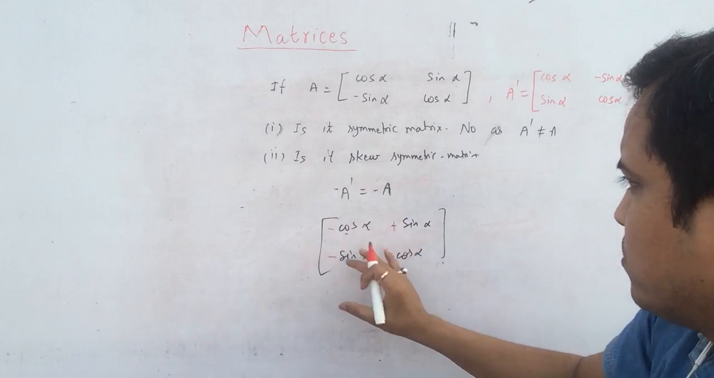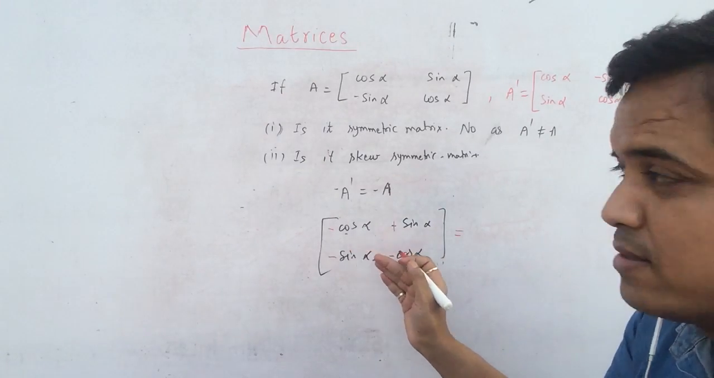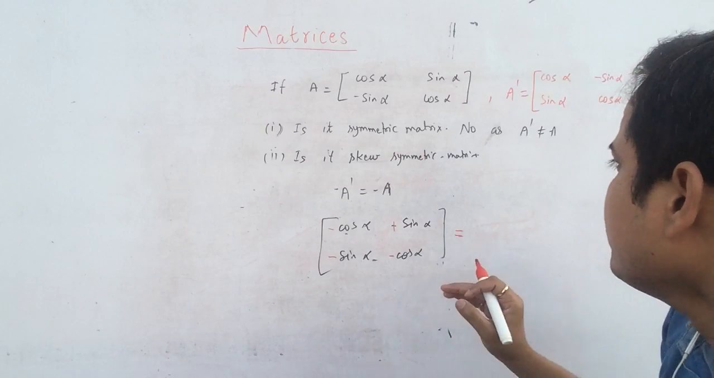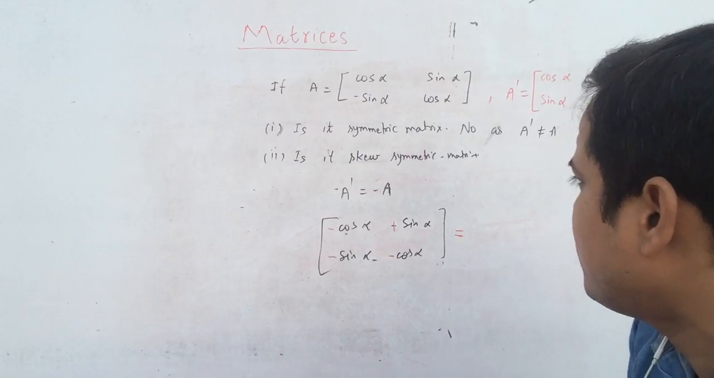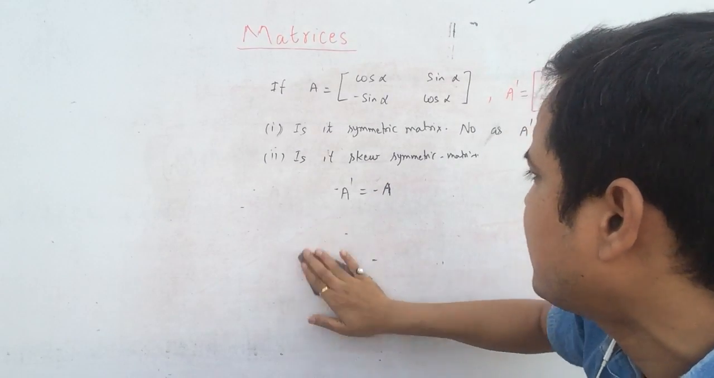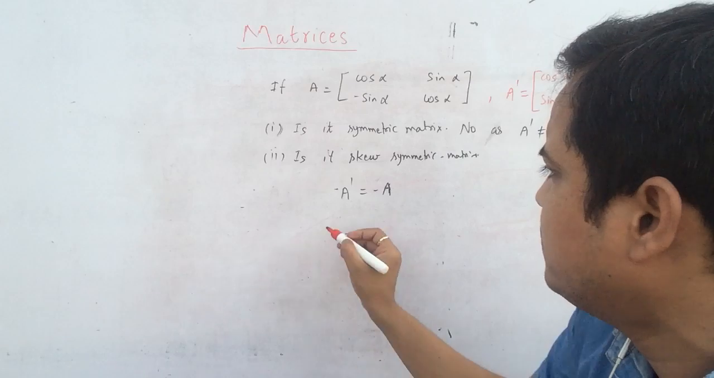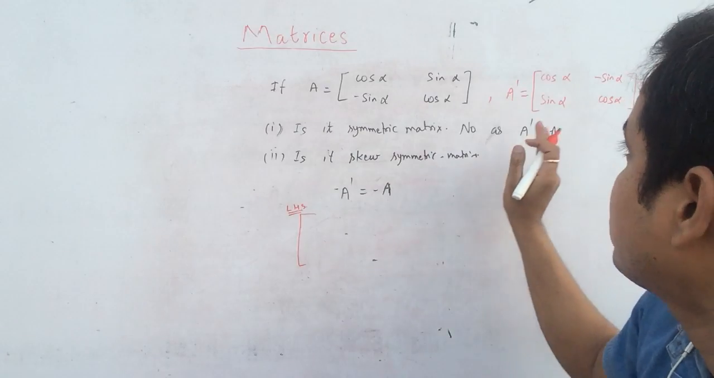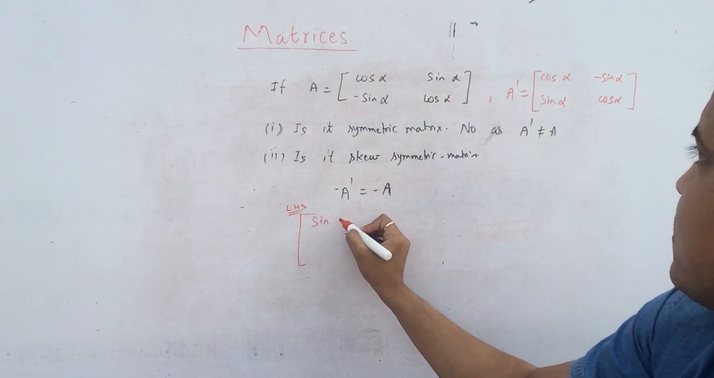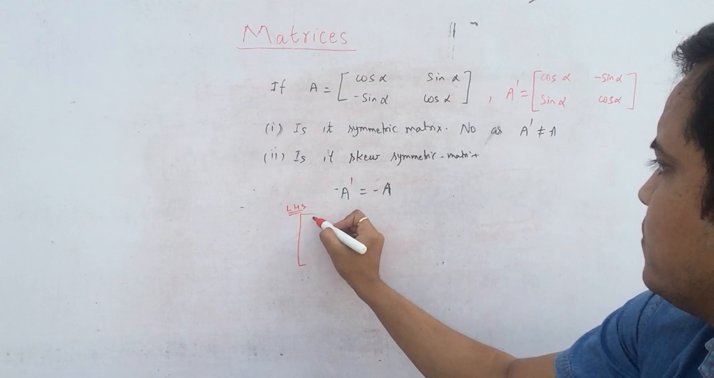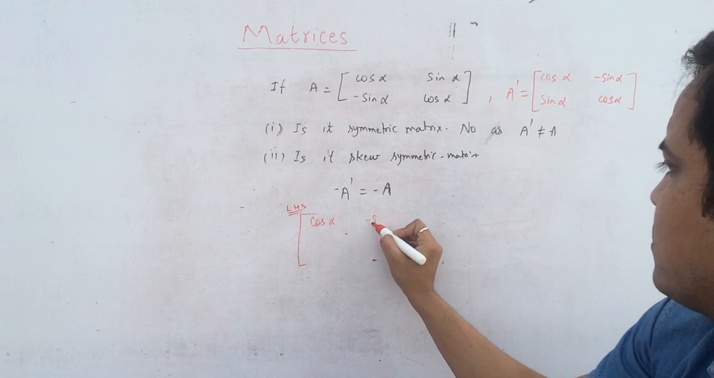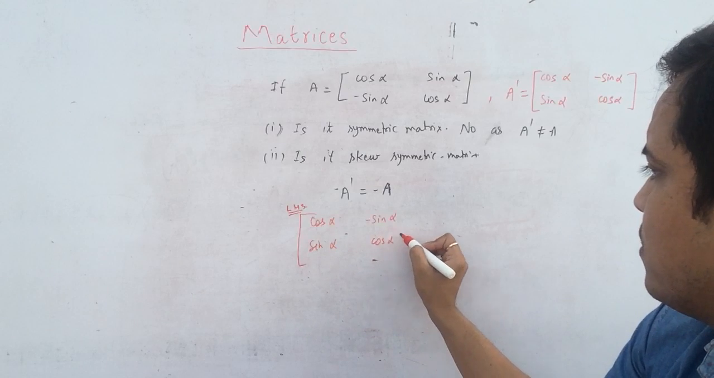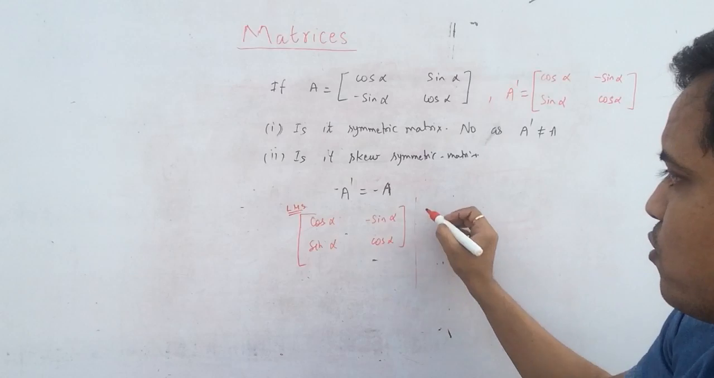So your A transpose after introducing minus would become what? Or you can do this question by the left hand side and right hand side method. Suppose you want to check if it is a skew symmetric matrix. You have the transpose of the matrix: cos alpha, sin alpha, minus sin alpha, cos alpha. This is your left hand side. Solve for the right hand side.